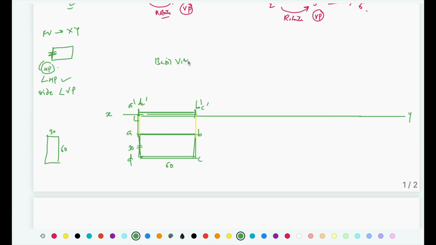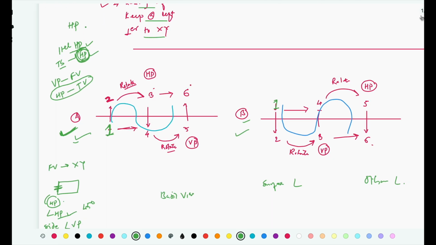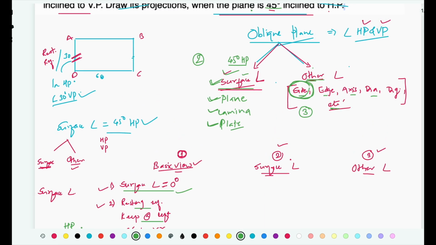basic view. Now step number 2, we are going to consider the surface inclination. Third one, we are going to consider other inclination. Surface inclination, the surface is inclined to HP at an angle of 45 degree. Let me check it once again whether it is 45 only or something else.